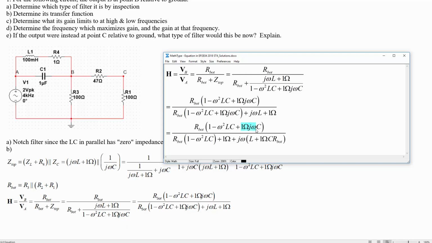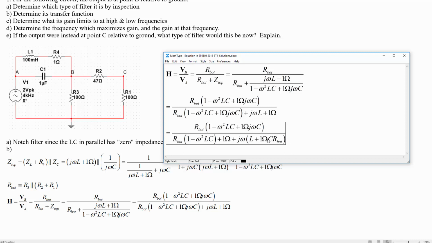The effect of the 1 ohm resistor is that we don't quite go to 0. Instead, we've got a limit of R bottom times this thing divided by 1 plus j omega L plus R bottom times 1 ohm j omega C. So actually that's the same term as in the numerator. So at resonance, the transfer function goes down to not quite 0, but R bottom times this thing over 1 plus j omega L plus R bottom times the same thing again.